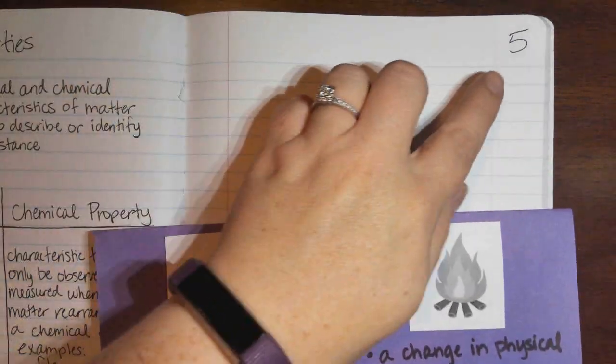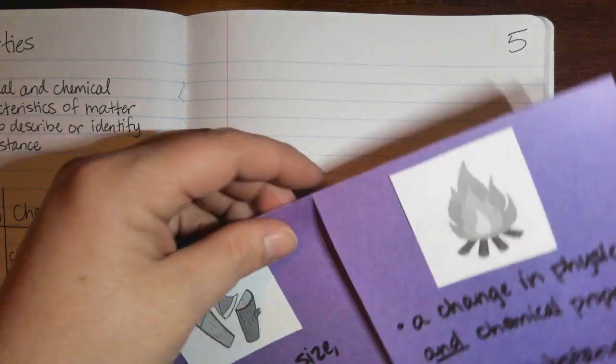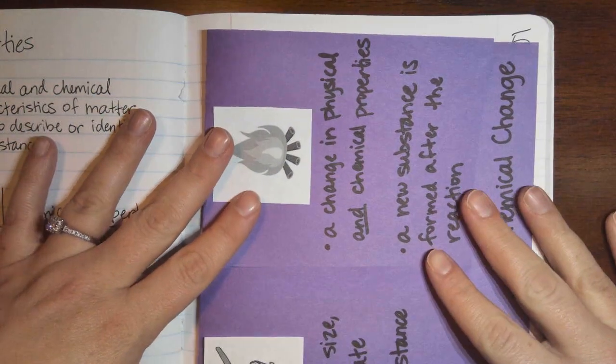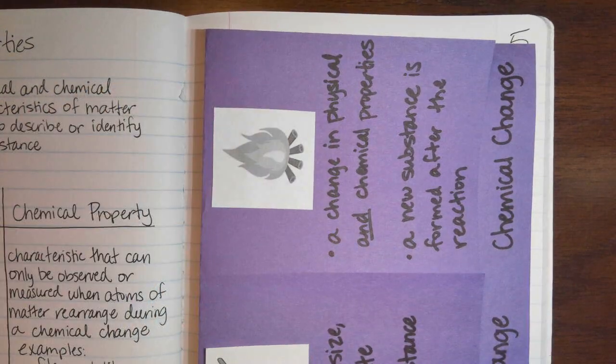The finished product of our foldable is going to go on page 5, directly across from the properties notes that we took earlier. You probably don't have room for a title, but go ahead and glue the foldable into page 5 in your journal.